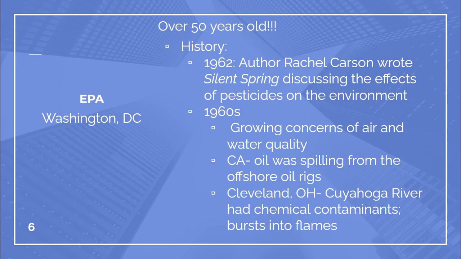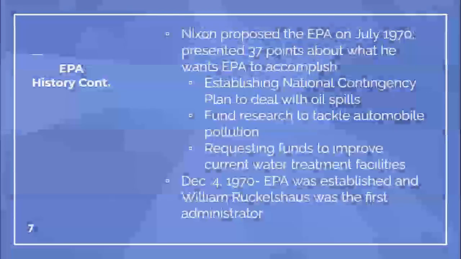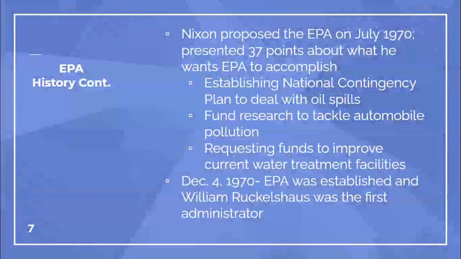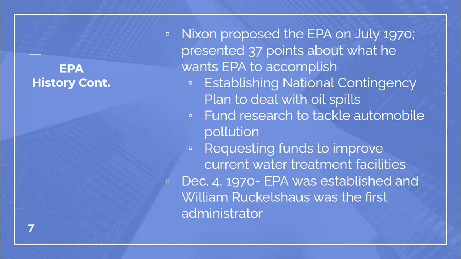So, how did the government respond? President Nixon proposed the idea of the EPA in July 1970 and presented 37 points about what he hoped the EPA would accomplish. Some of the points included establishing a national contingency plan to deal with oil spills, funding research to tackle automobile pollution, and requesting funds to improve current water treatment facilities. On December 14, 1970, the EPA was established and Mr. William Ruckelshaus was the first administrator to head the EPA.